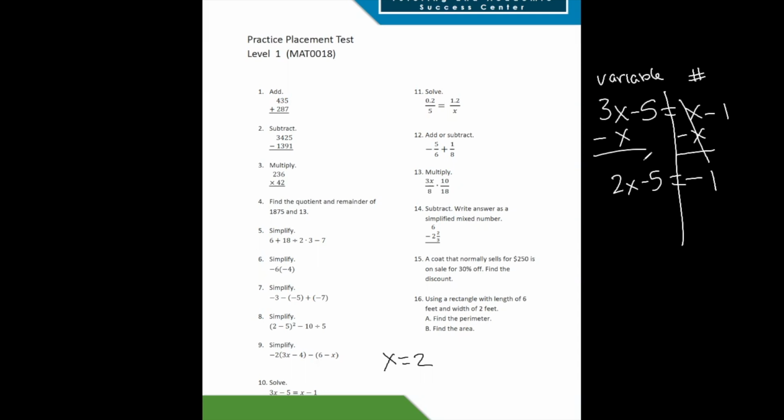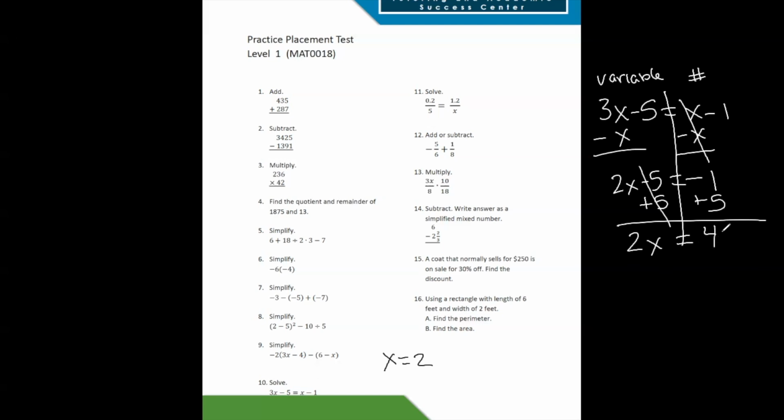The next thing I need to do is bring that -5 over to the right-hand side. Again, inverse operations. -5, the opposite would be +5. So I'm going to add 5 to both sides. The 5s will cancel, and I have 2x on the left. On the right-hand side, I'll have -1 plus 5 is 4. And now it says 2x equals 4.